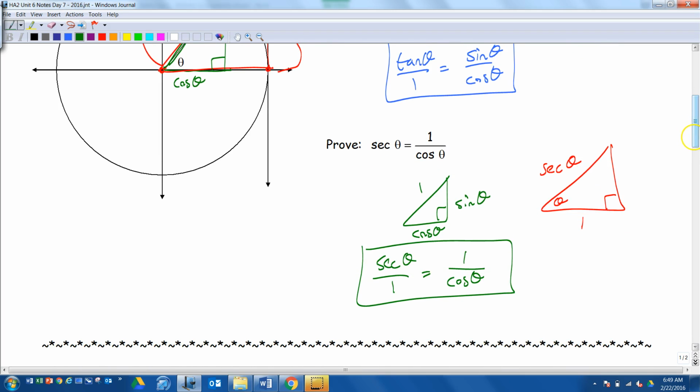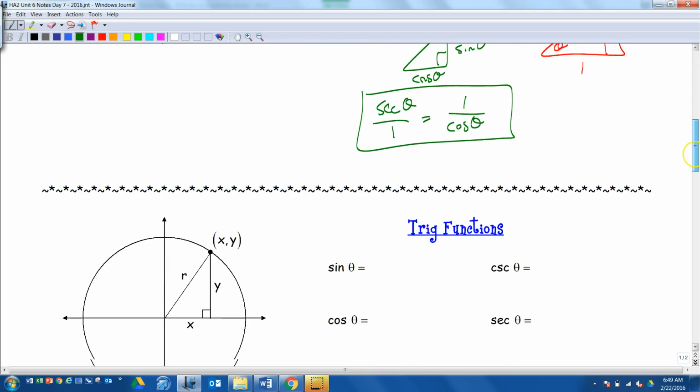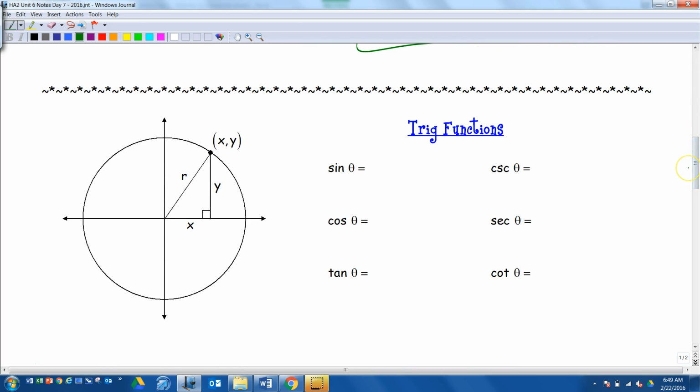So we just used similar triangles to prove that, but you won't have to memorize it, you'll just have to know what it is. You don't have to know how to prove it, okay? I just wanted to show you. So here's what you do need to know. You need to know these things.